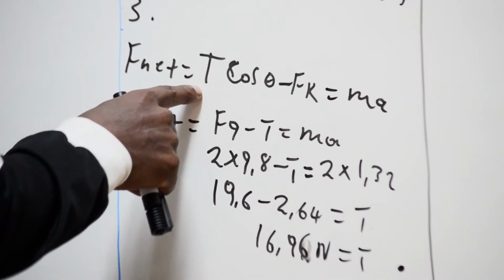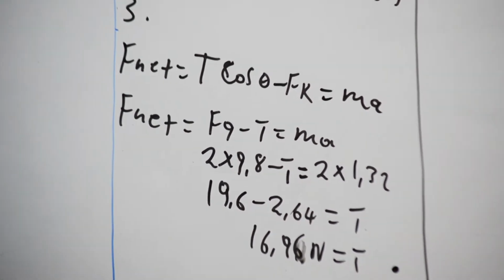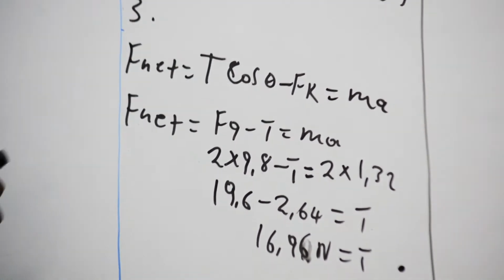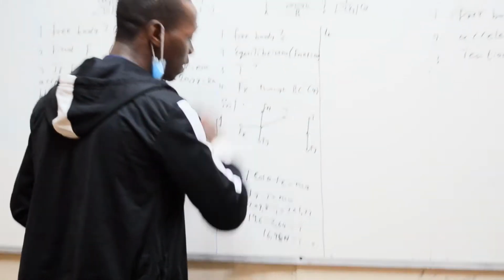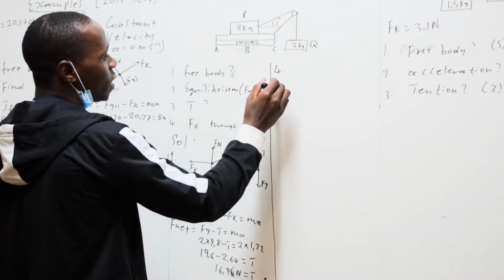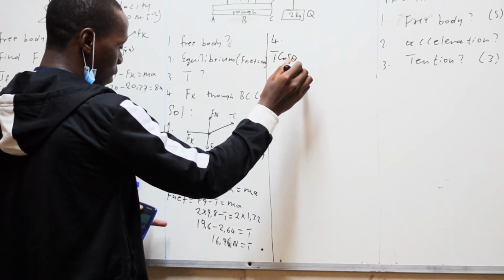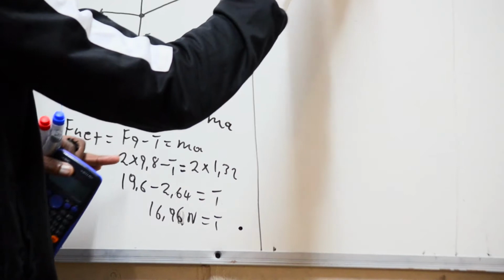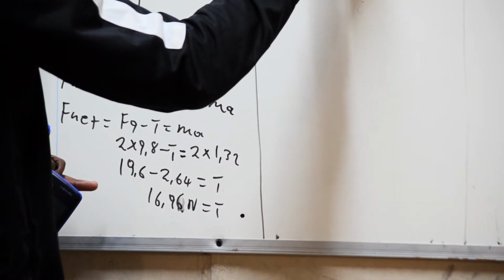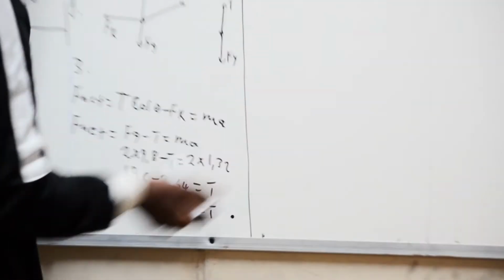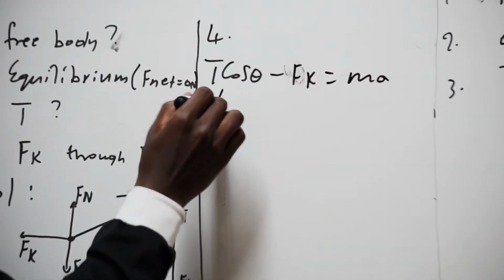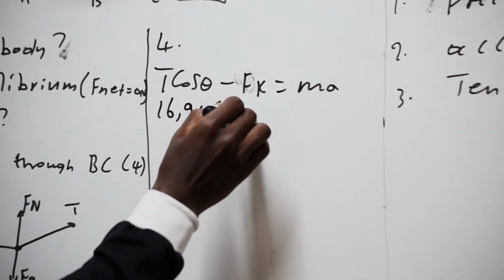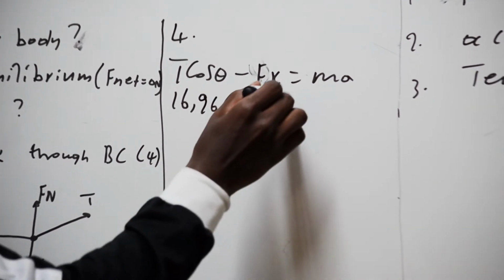Because I'm given the block, now I'll have to find a frictional force, because number 4 has friction. So I will use the equation T cos theta, this is the horizontal force, minus Fk equal to Ma. I'll use that equation. I have tension, which is 16.96 cos 15 minus, what is my Fk? I'm looking for you, Fk.